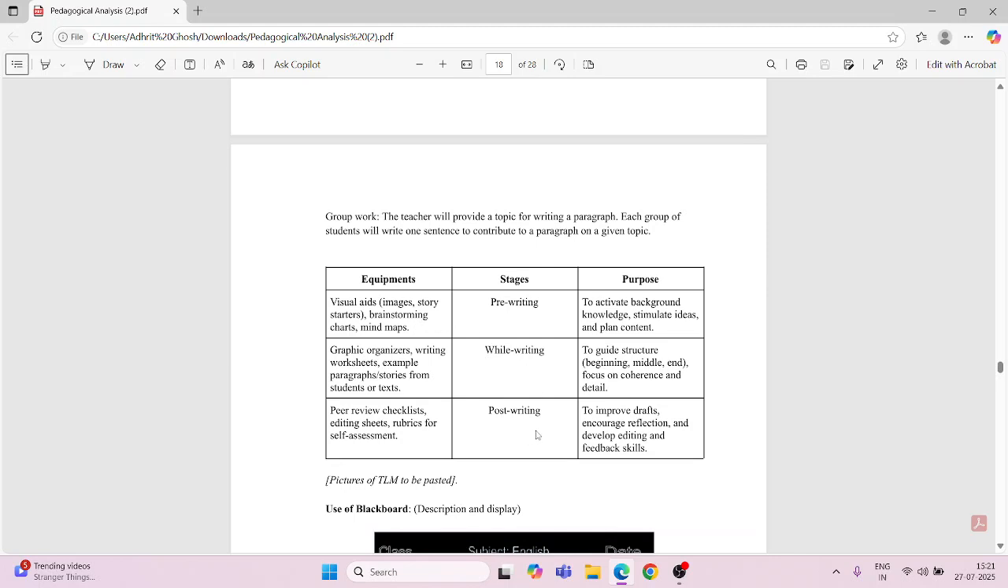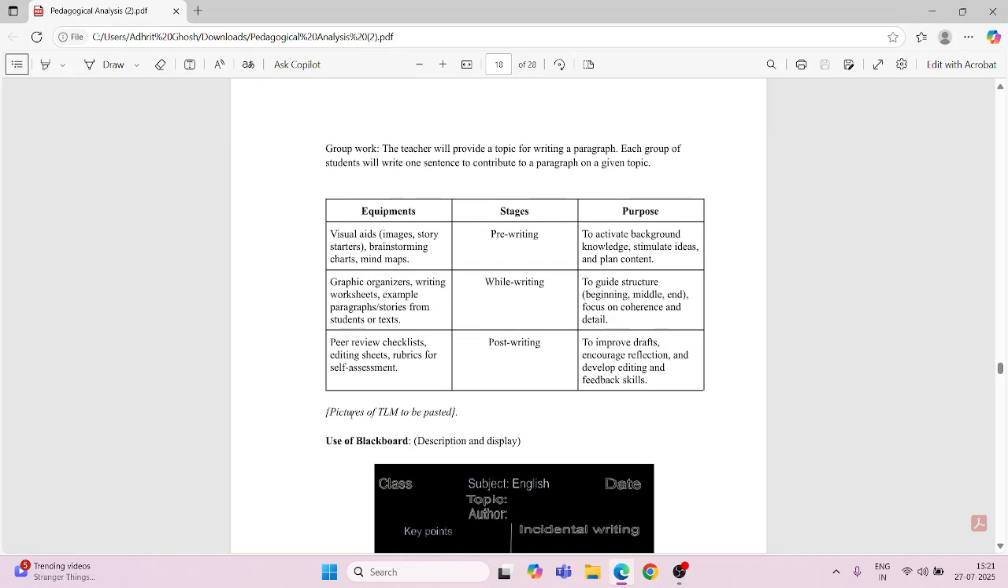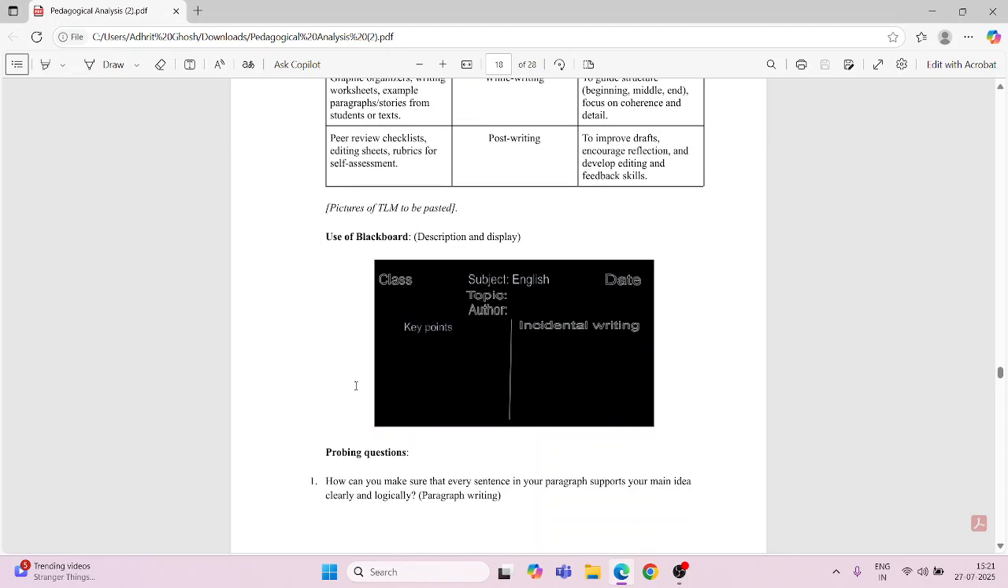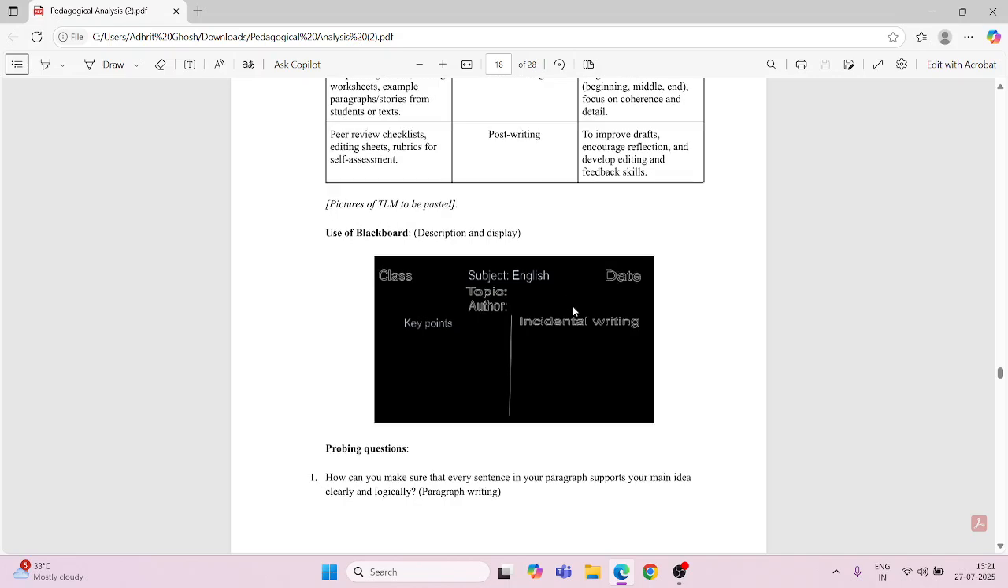Because you're teaching writing skill, you have to record them and paste the pictures, and then you have to do the board work here and paste the board work, and write a little bit of description as to what you've described and mentioned on the board, and display your board work.